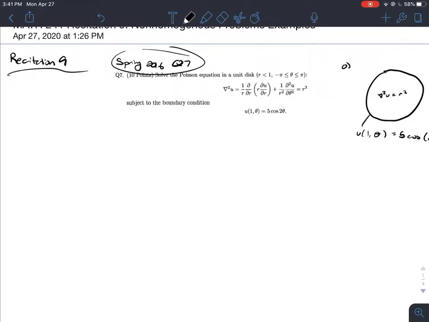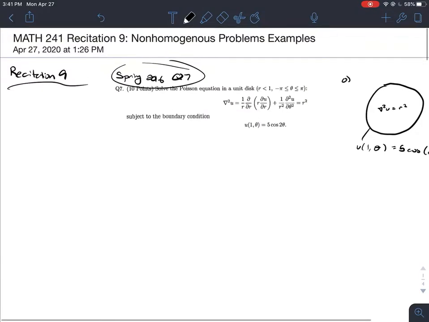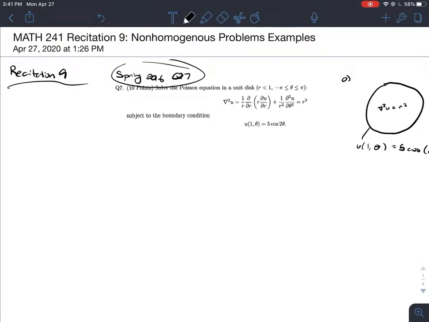In today's recitation, well, this is basically the last recitation of the semester, we'll be talking about non-homogeneous problems. The first example I'm going to cover is Poisson's equation, and the second example is an eigenfunction expansion question. The first 15-20 minutes should be about Poisson, and the last however long it is going to be eigenfunction expansion.